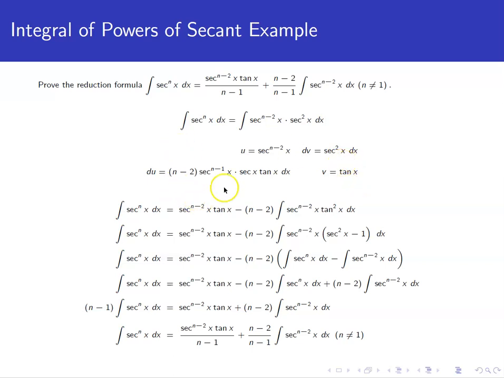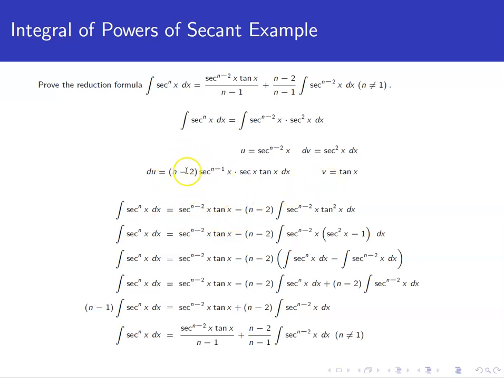Over here, I've got to take a derivative. We need to use a chain rule. Outside function's n minus 2, so we bring down the power, decrease it by 1. Inside function is secant x. Its derivative is secant x tangent x. All right, apply our integration by parts formula. U times v is secant to the n minus 2 x times tangent x.